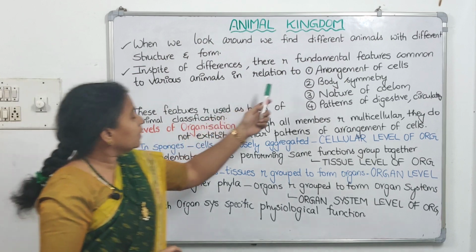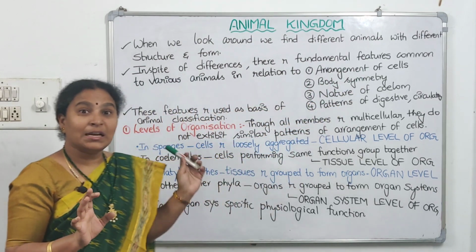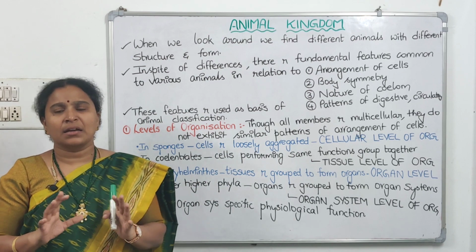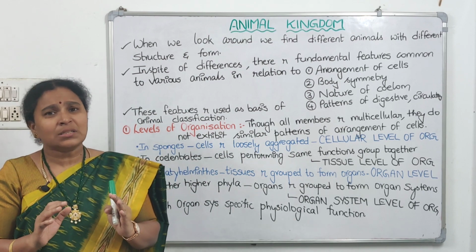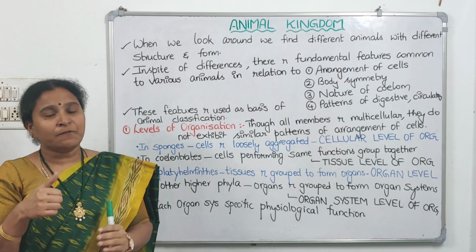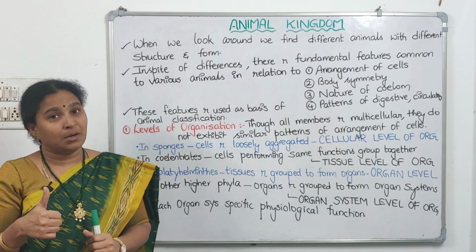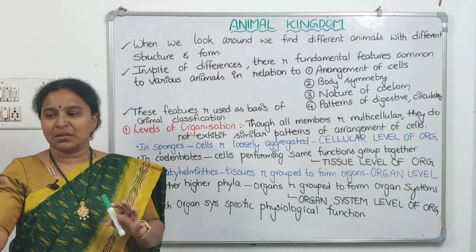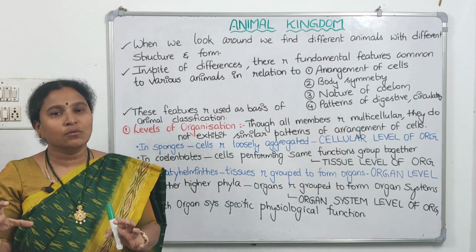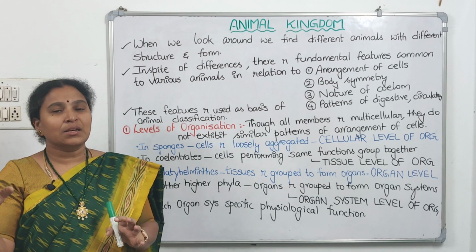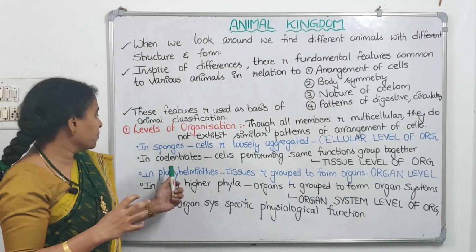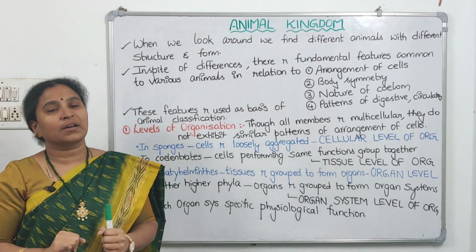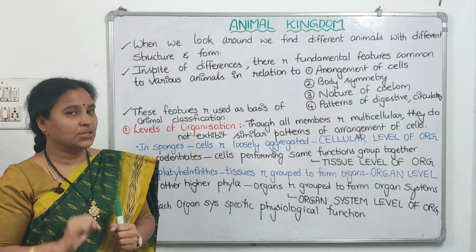Now the first one is arrangement of cells, meaning the levels of organization. Though all the animals are multicellular, in all the phyla the cells are not similarly arranged. Take the first phylum. What's the first phylum? Porifera. Porifera means sponges, right? In sponges, the cells are loosely present. Here one cell, here one cell, here one cell. So in sponges, the cells are loosely aggregated. Such a level of organization is called cellular level of organization.